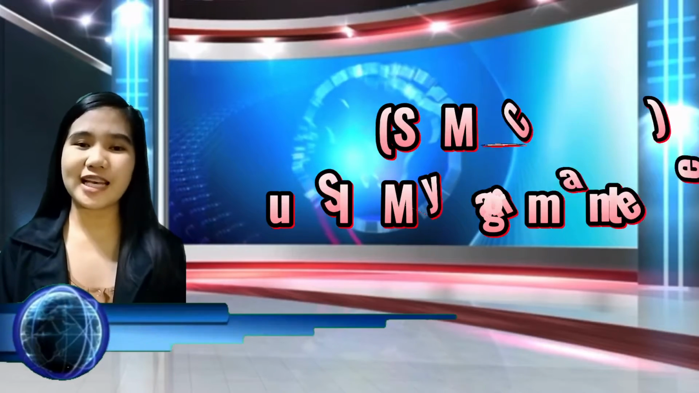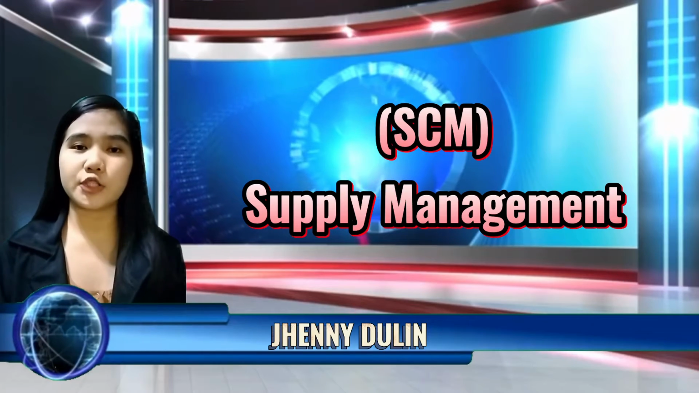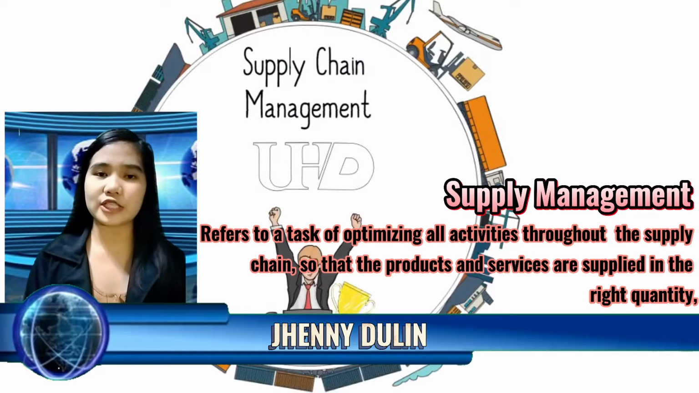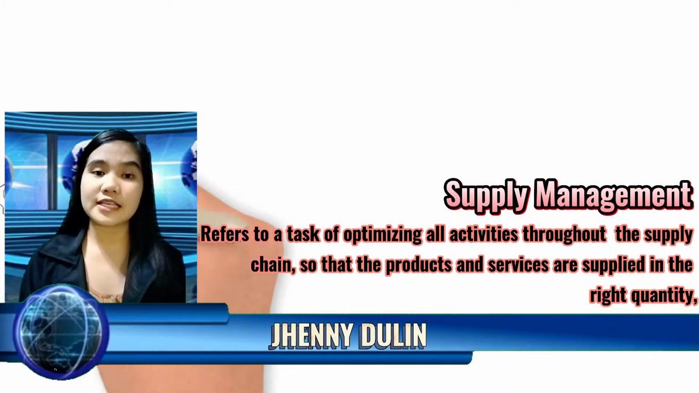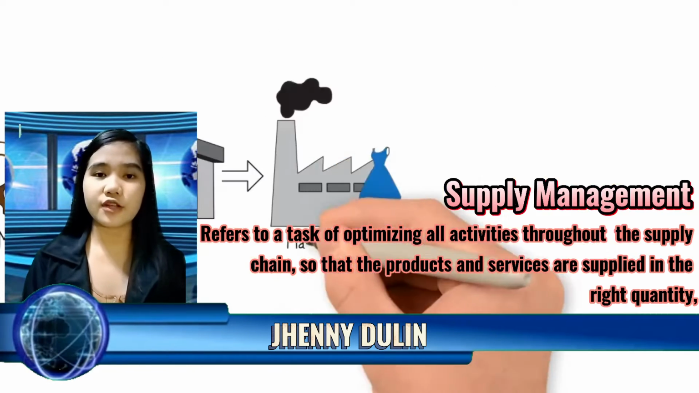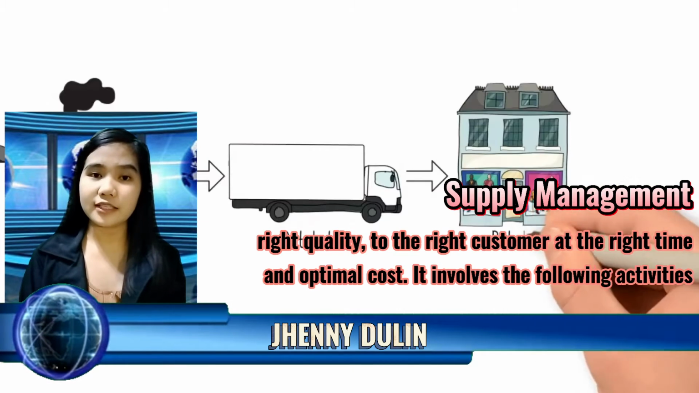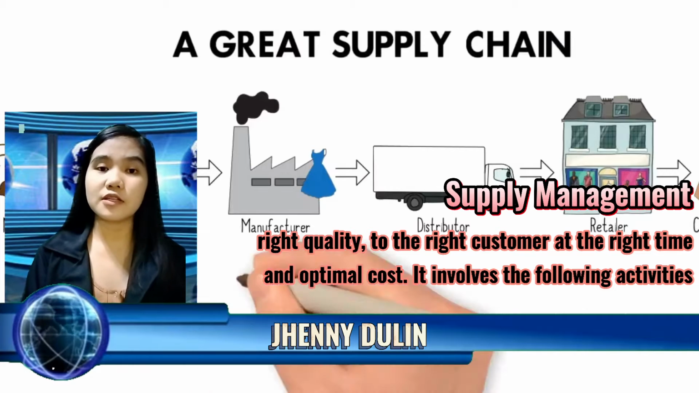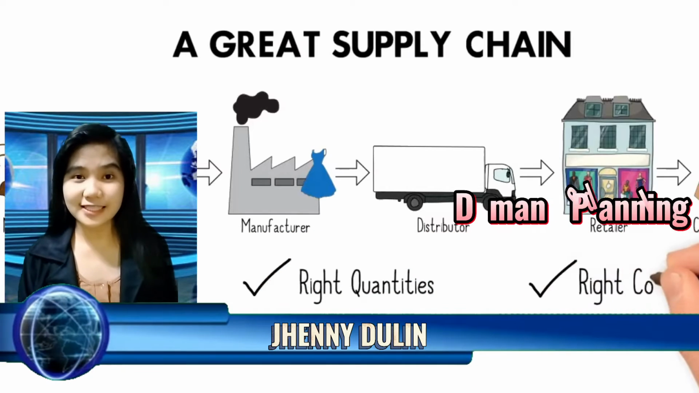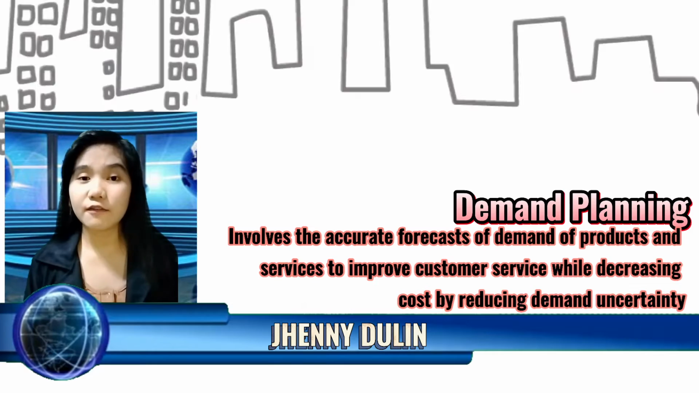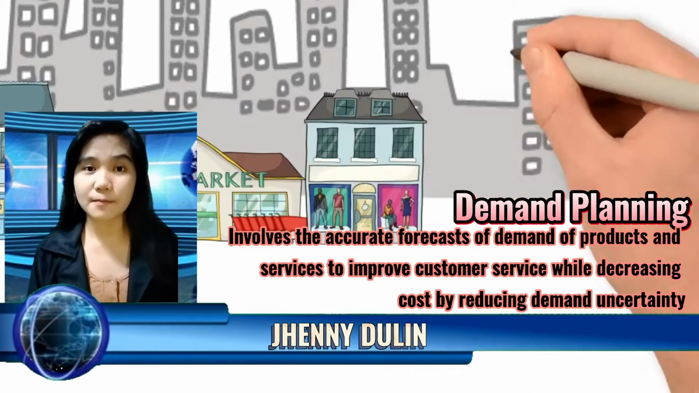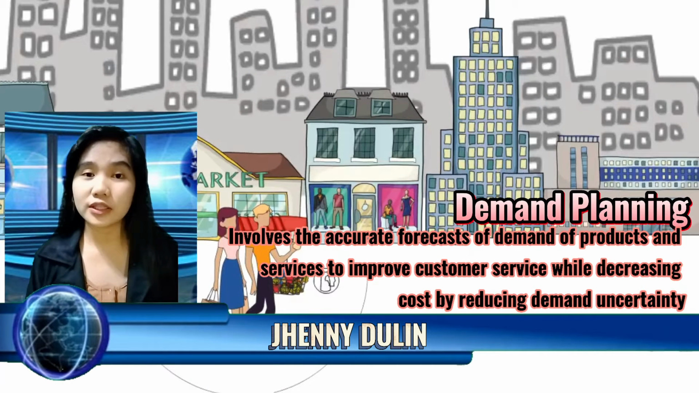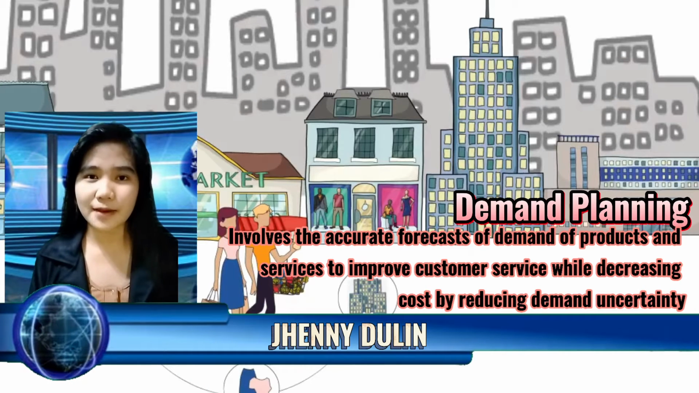Now, let's move to SCM. Supply chain management refers to a task of optimizing all activities throughout the supply chain so that the products and services are supplied in the right quantity, right quality, at the right time, and optimal cost. It involves the following activities. First is demand planning. It involves the accurate forecast of demand of product and services to improve customer service while decreasing costs by reducing demand uncertainty.